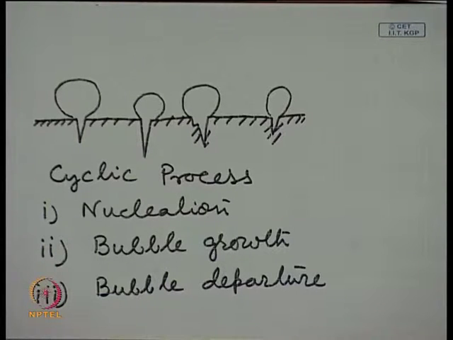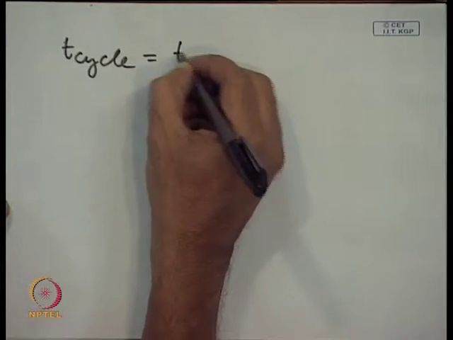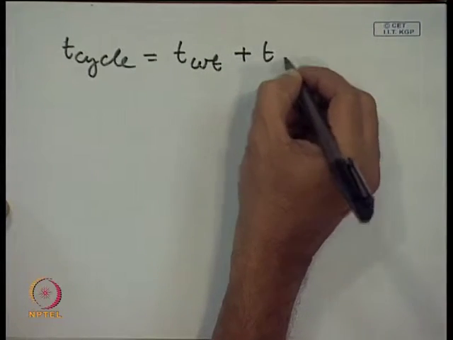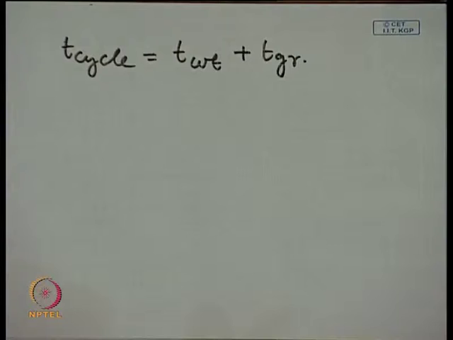The time involved can be divided into two parts. If we denote the time as T cycle, then it is T waiting plus T growth. There is a waiting time, which we can call the preparation time for the nucleation or formation of a bubble. And then there is time for growth, and of course, departure is an instantaneous phenomenon. Departure is a very important phenomenon, but it is instantaneous, so there is no time for departure. As it grows to a particular size, it will depart. So, TWT is the waiting time, TGR is the growth time, and T cycle is the total cycle time.